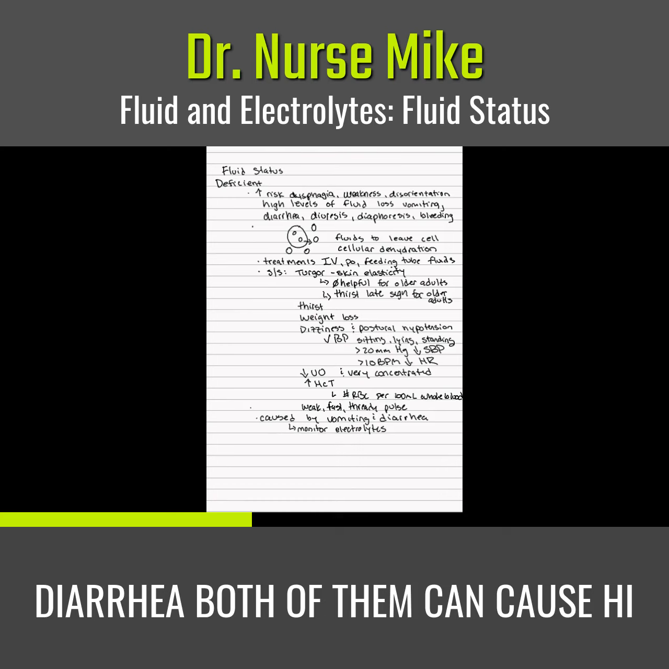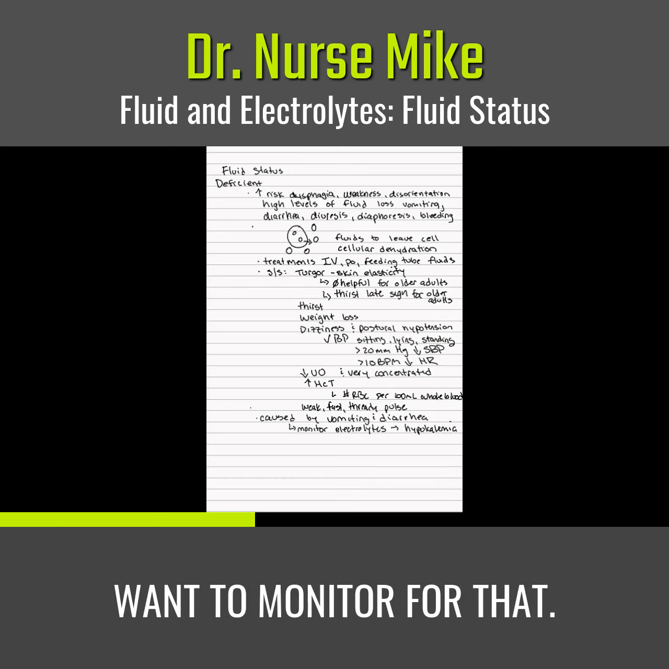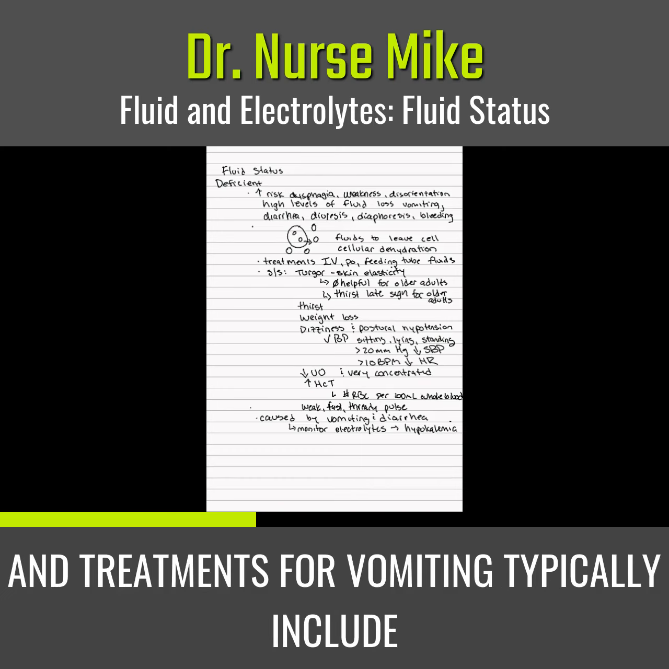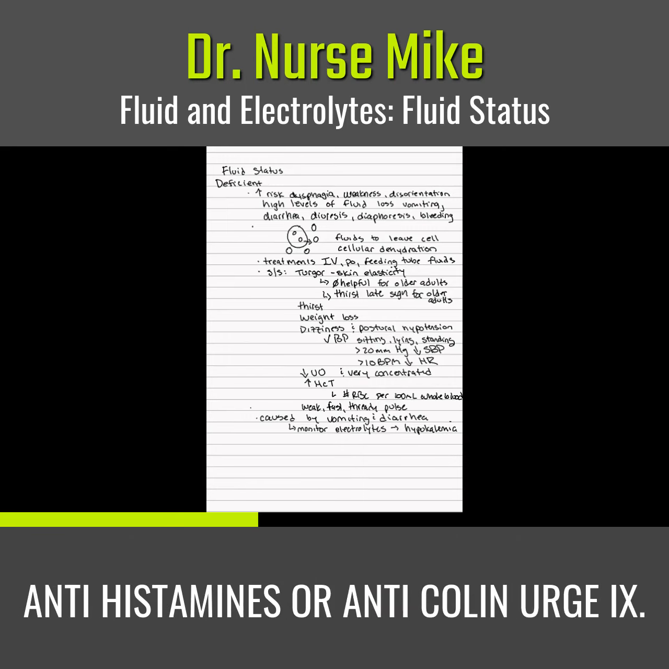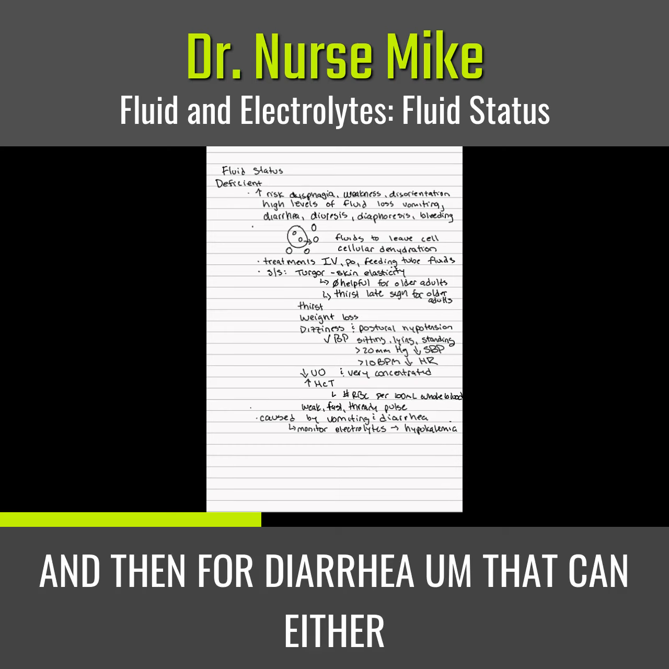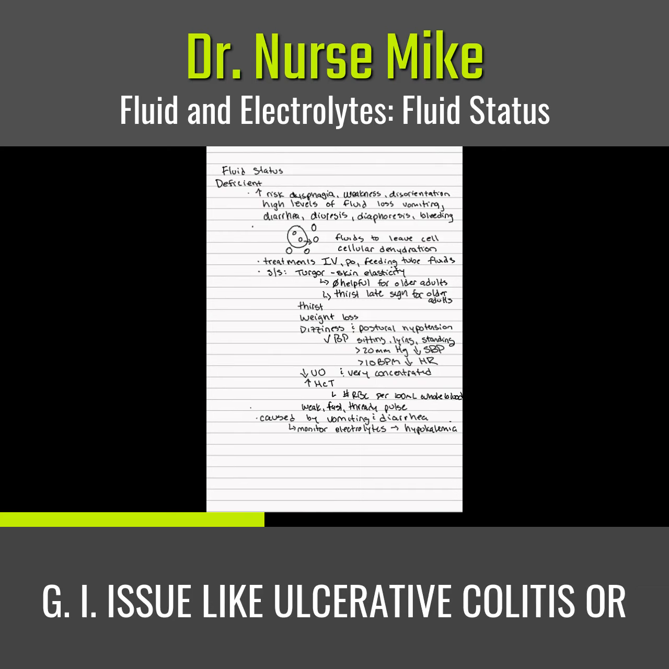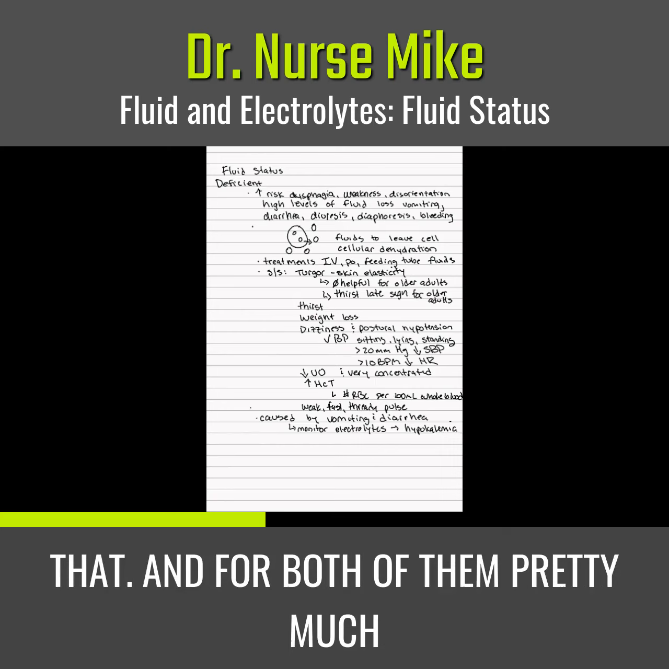Both of them can cause hypovolemia typically. So you're going to want to monitor for that. And treatments for vomiting typically include antiemetics like Zofran, antihistamines, or anticholinergics. And then for diarrhea, that can either be caused by infection or some type of GI issue like ulcerative colitis or lactose intolerance or something like that.